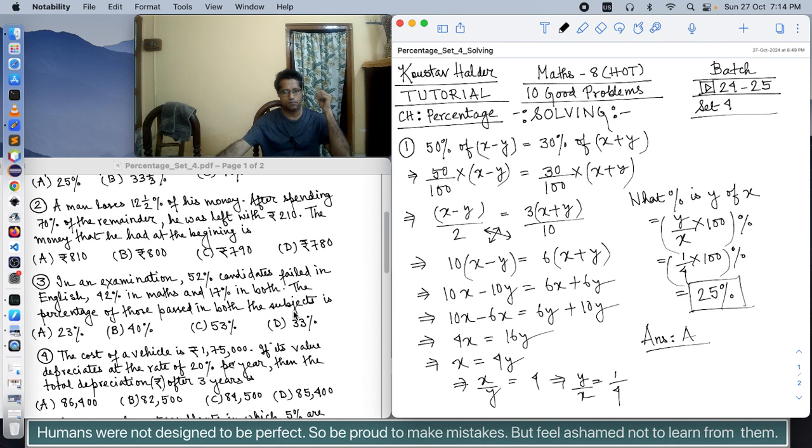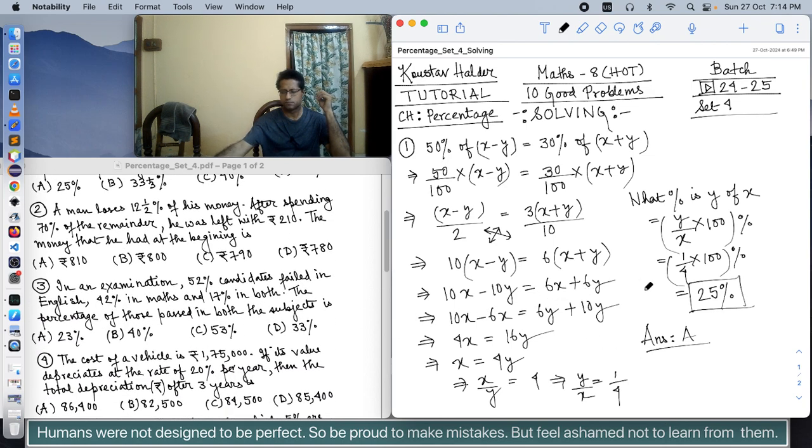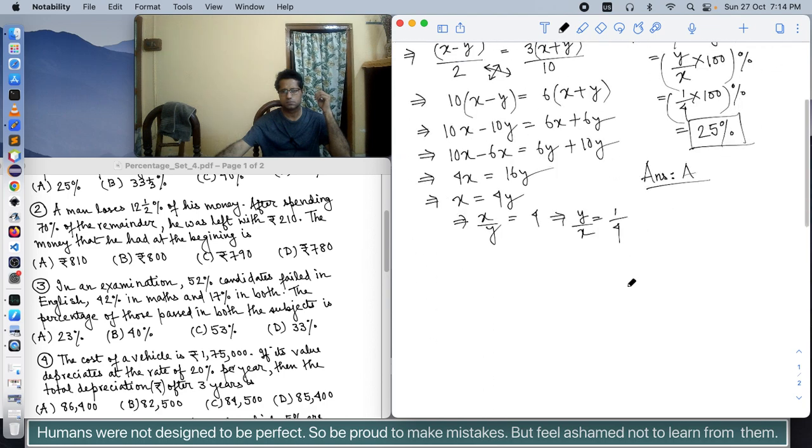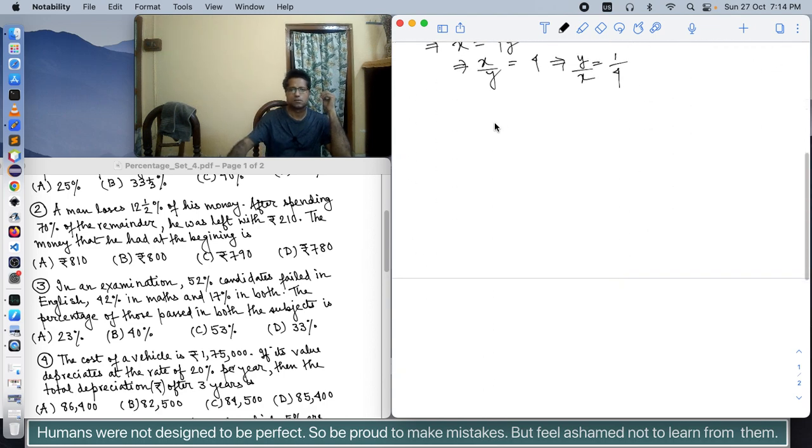Let's do problem number 2. A man loses 12.5% of his money. After spending 70% of the remainder, he was left with rupees 210. The money that he had at the beginning is.